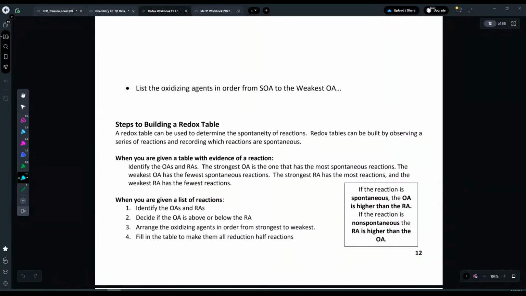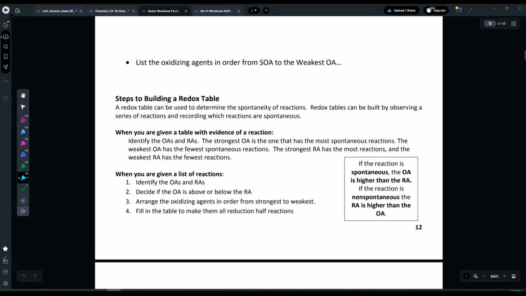So what we're going to want to do is identify our oxidizing agents and reducing agents. The strongest OA is the one that has the most spontaneous reactions. The weakest OA has the fewest spontaneous reactions. The strongest RA will have the most reactions, and the weakest RA will have the fewest reactions.